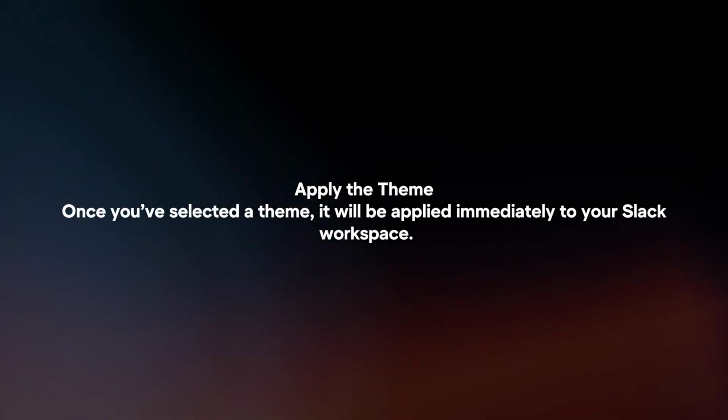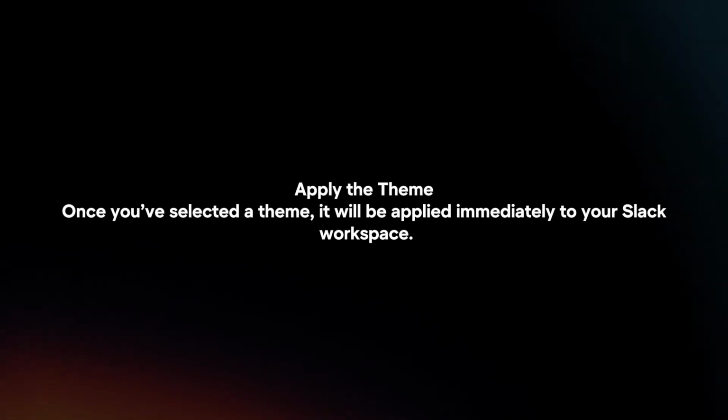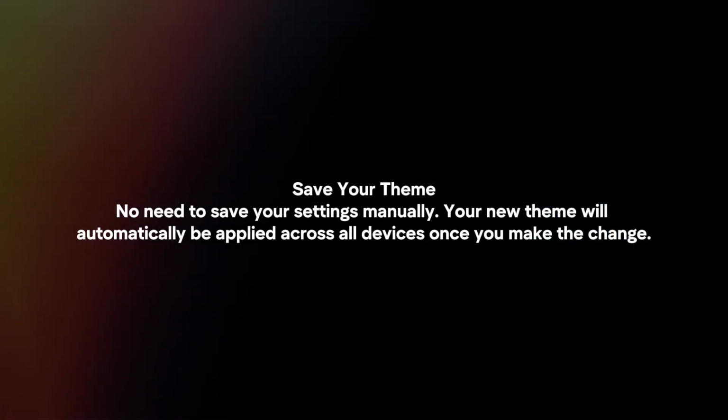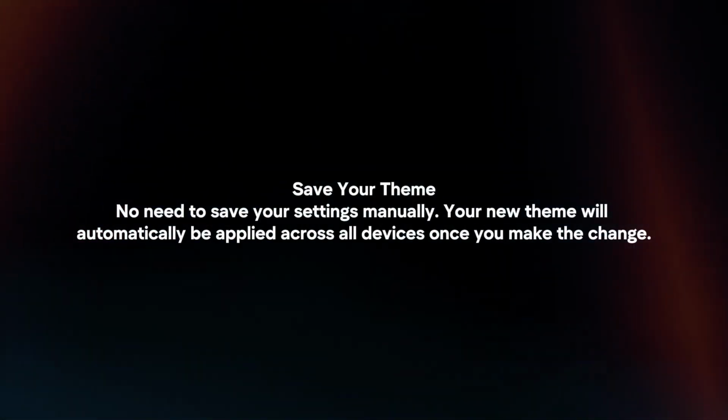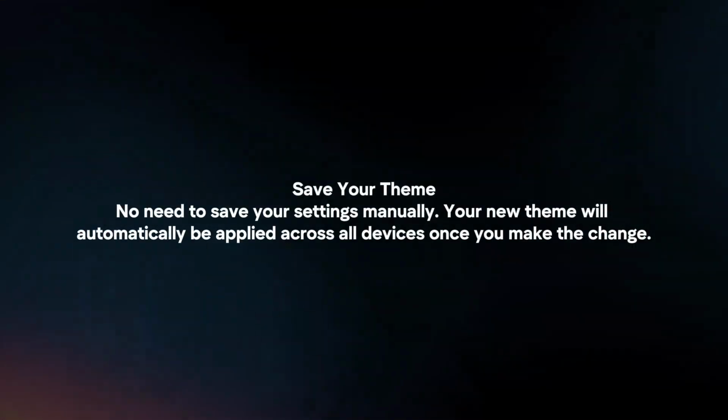Apply the theme. Once you've selected a theme, it will be applied immediately to your Slack workspace. Save your theme. No need to save your settings manually. Your new theme will automatically be applied across all devices once you make the change.